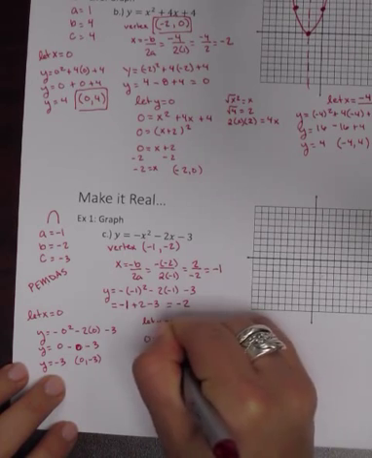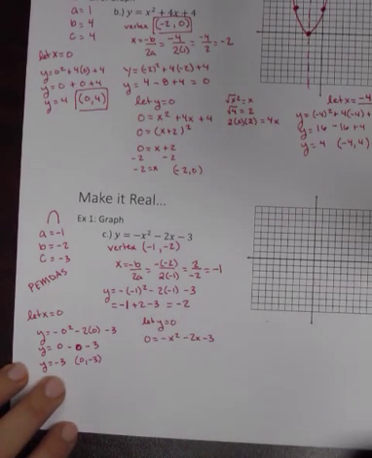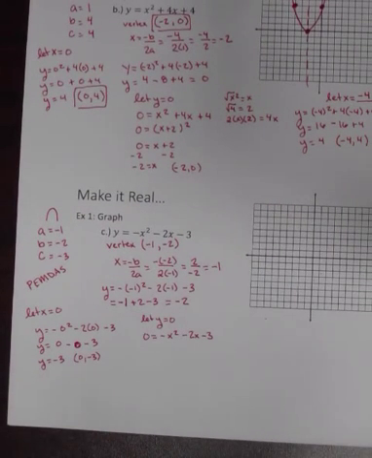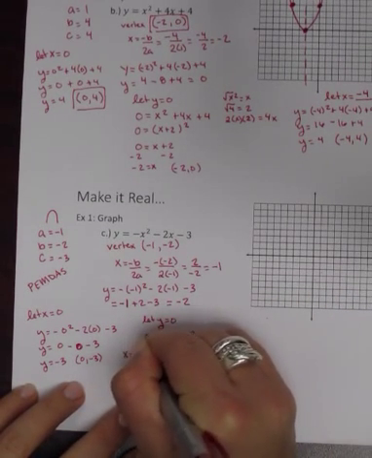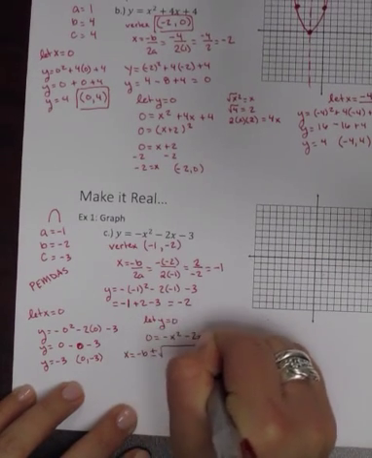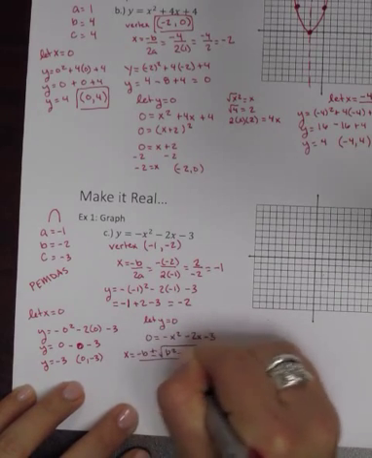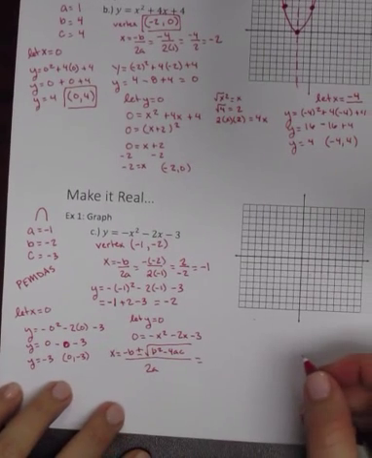So I get 0 equals negative x squared minus 2x minus 3. Now if I look at this, since my a does not equal 1, and that's actually a negative 1, the only option that I have is my quadratic formula. So I'm going to go x equals negative b plus or minus the square root of b squared minus 4ac all over 2a. And then after I write my formula, I can plug and chug.